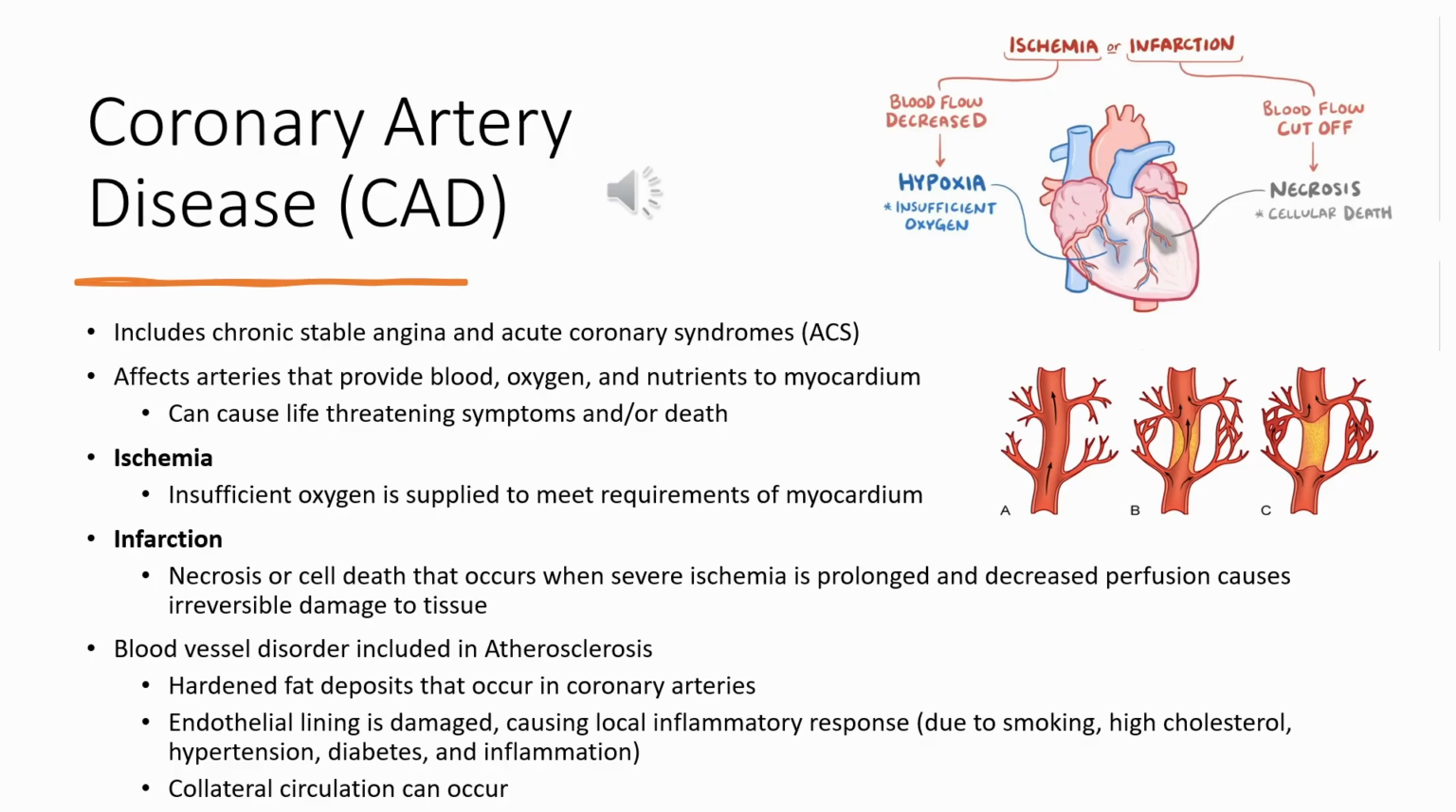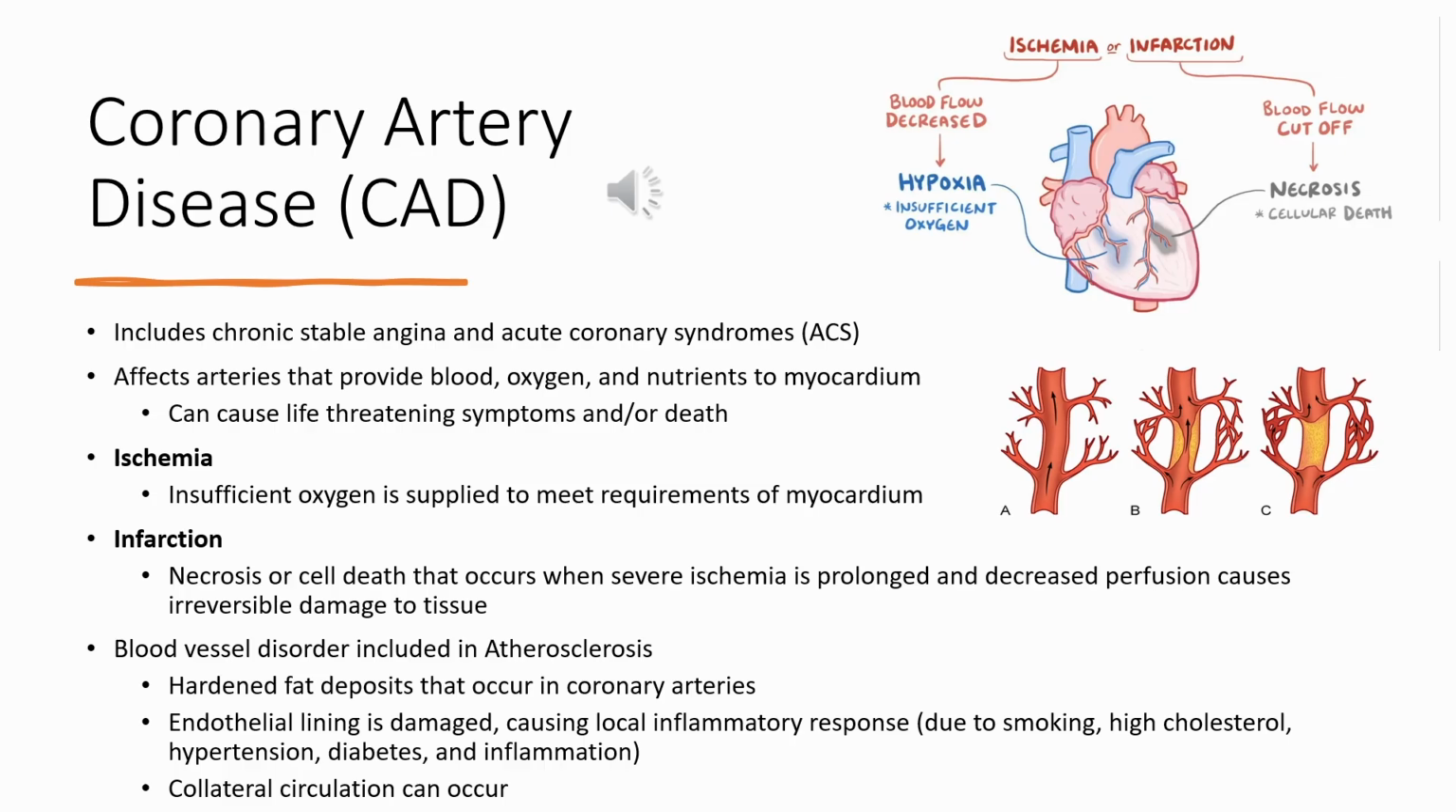Coronary artery disease includes both chronic stable angina and acute coronary syndromes, and it affects the arteries that supply oxygen-rich blood and nutrients to the heart muscle. When these arteries become narrowed or blocked, blood flow to the myocardium is restricted, and this can lead to ischemia, where the heart muscle doesn't receive enough oxygen to meet its demands. If ischemia is prolonged and severe, it can progress to an infarction, or cell death, which causes irreversible damage to the heart tissue.